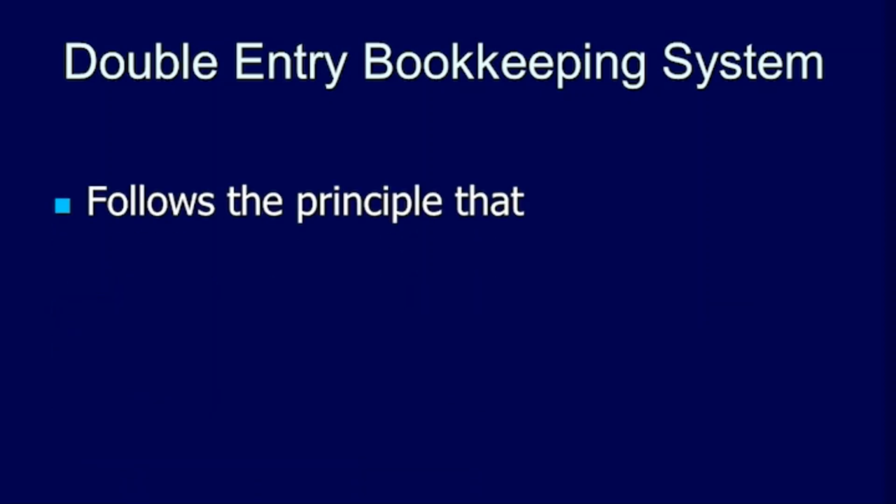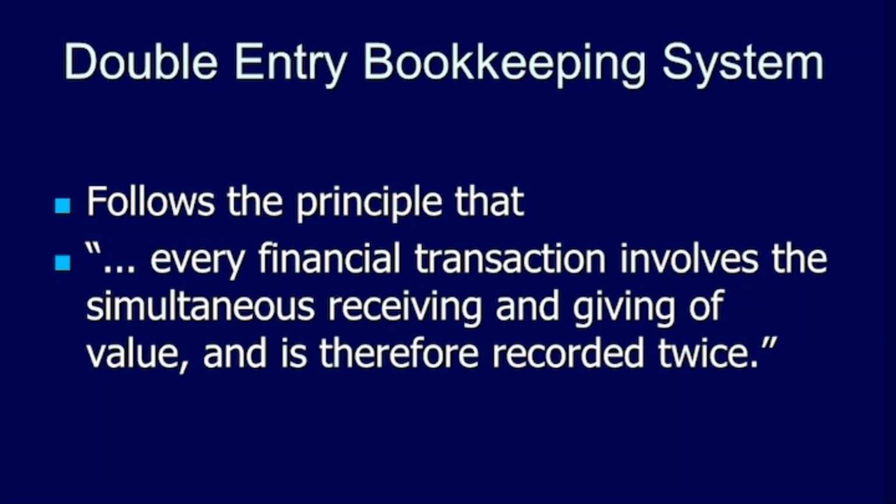In this video, we will look at the double entry bookkeeping system, a method of processing accounting transactions. Accounting is based on the double entry bookkeeping system. In the double entry system, transactions are recorded in terms of debits and credits. Double entry accounting means each transaction is recorded in at least two accounts where the total debits always equal the total credits. Meaning every financial transaction involves the simultaneous receiving and giving of value.